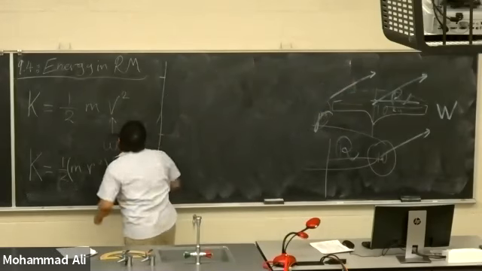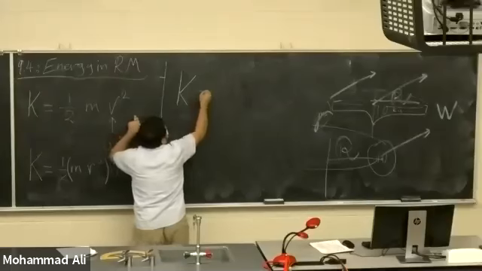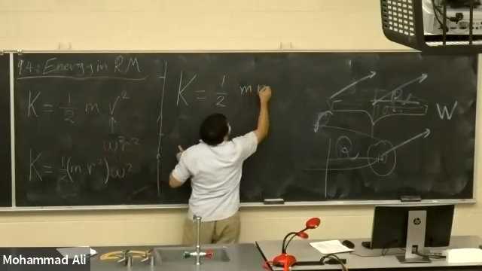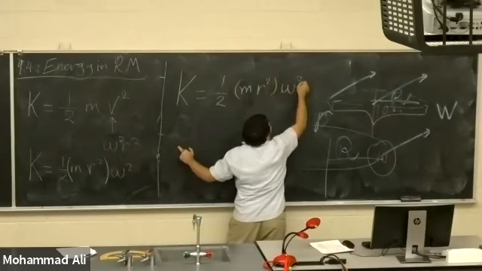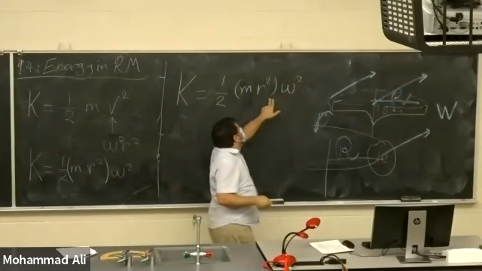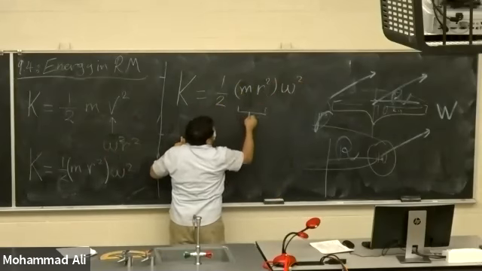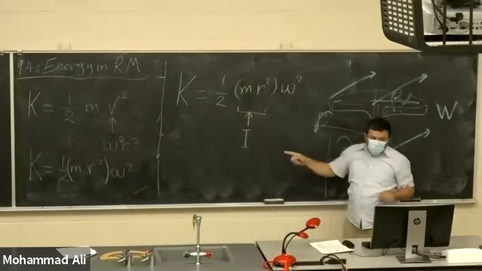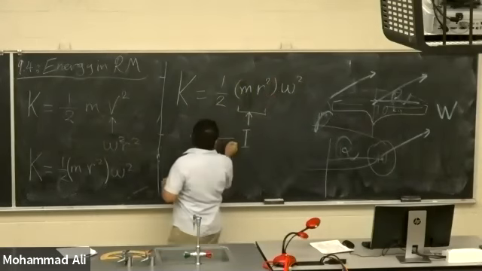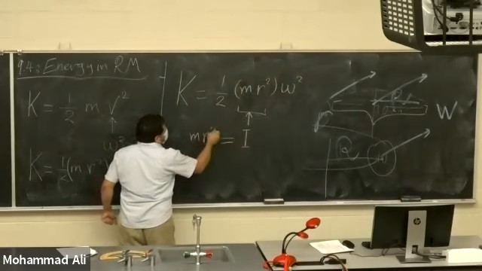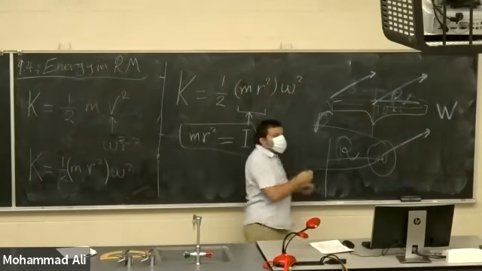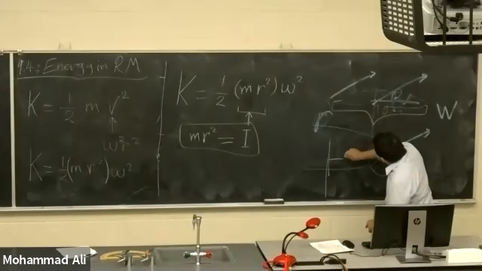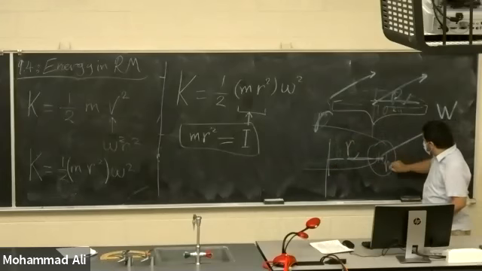Is a new quantity. Now we have the kinetic energy is equal to half mr squared multiplied by omega squared. This is the angular velocity. This is the moment of inertia, which is I. I is equal to mr squared, for a point mass or for a mass away from the center of rotation by radius r. This is the mass.